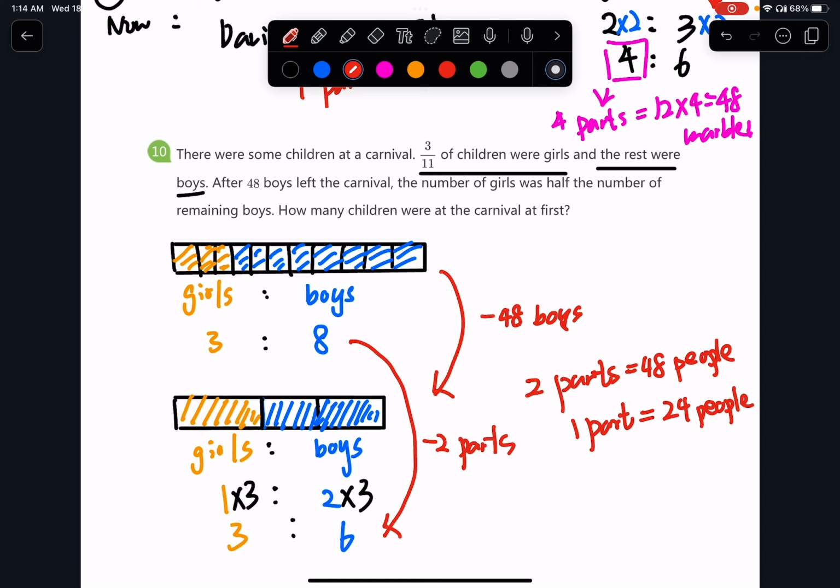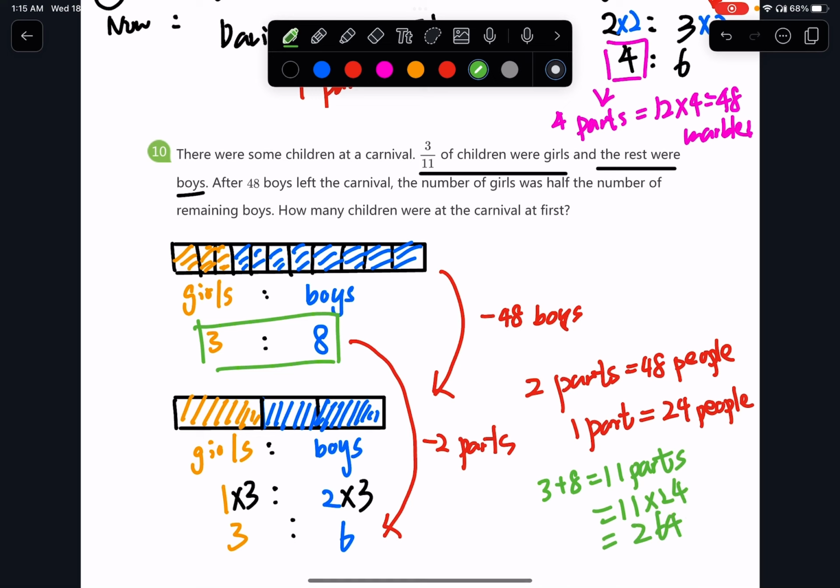So what is the question asking? How many children were at the carnival at first? So at first, how many parts are there? There are 11 parts, right? So there are 11 parts. Let me use another color. Originally, there are 3 plus 8 equals 11 parts. So 11 parts equals how many people? One part is 24. 11 parts is 11 times 24 equals 264. So there are 264 children at the carnival at first.